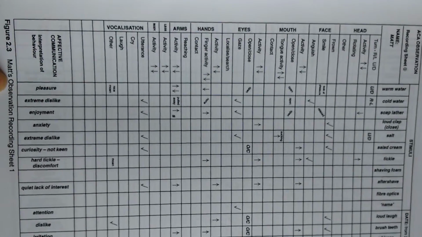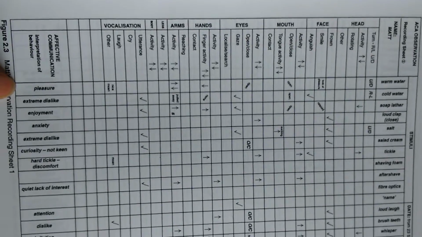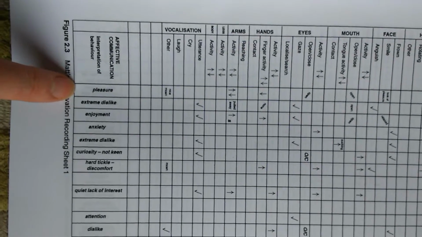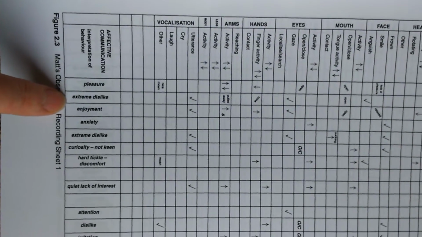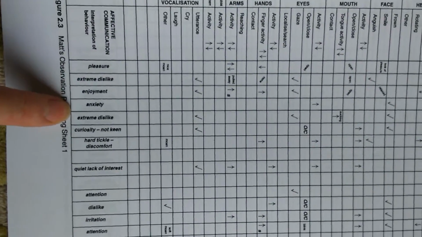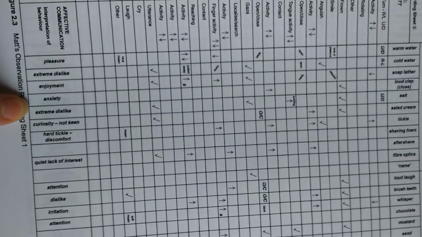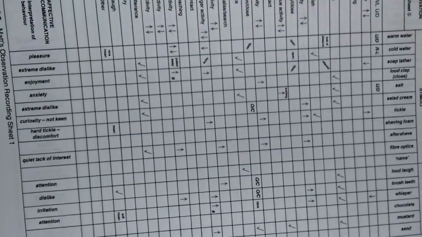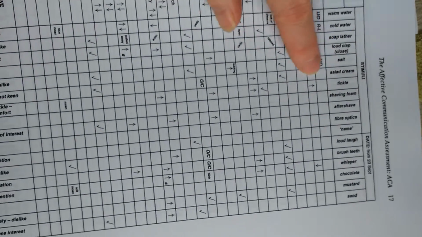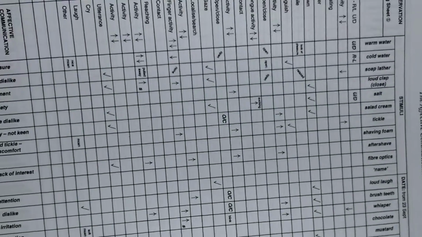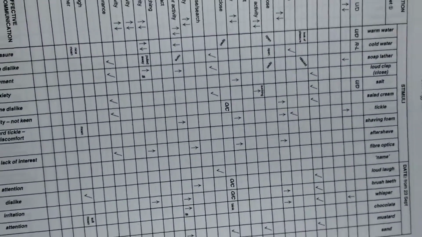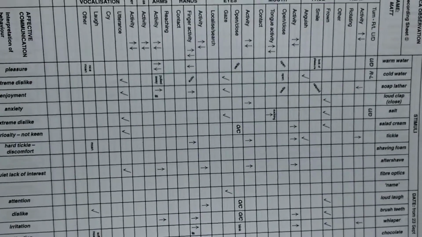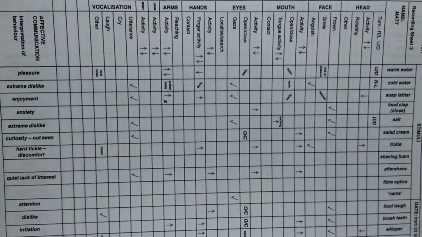And what you do at the bottom is you're also looking to code it to give your interpretation of the behaviour. So did they express pleasure or extreme dislike, enjoyment, anxiety? So again, this is only as much as we can guess as the person from the outside. But from this, as you build up a picture of positive responses to different stimuli, you'll start to build up a picture of actually how they communicate that they're happy with something.